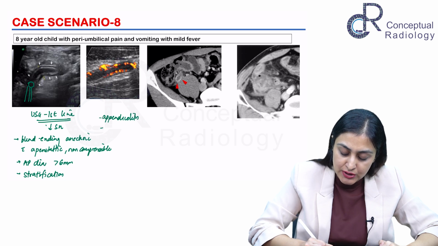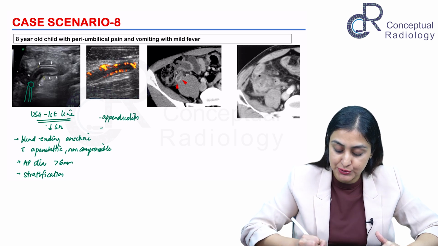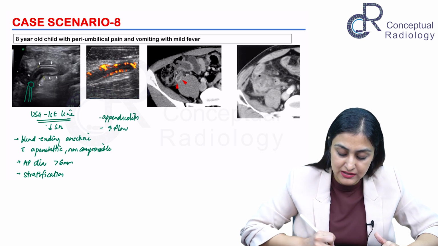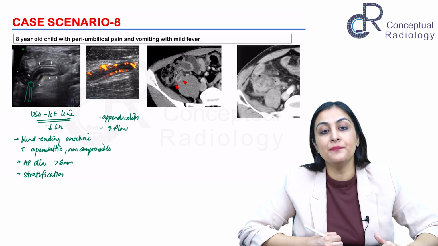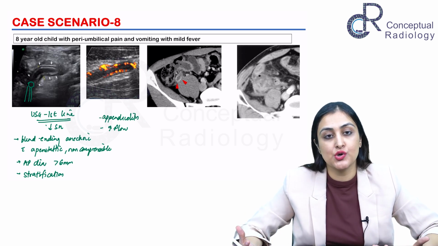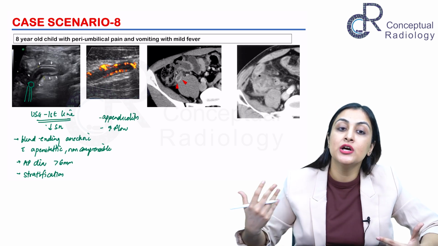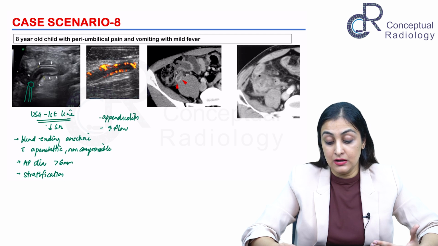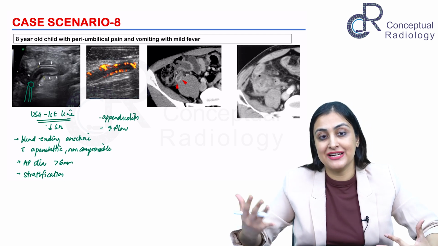And if you do a Doppler, a power Doppler is being shown to you in this study, there is going to be increased flow, right? So there's going to be increased vascularity because of the inflammation. When you see all of these findings, you are damn sure that you're dealing with a case of acute appendicitis. But it's not something that you will see very easily in a lot of cases.